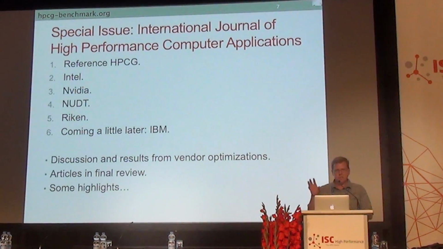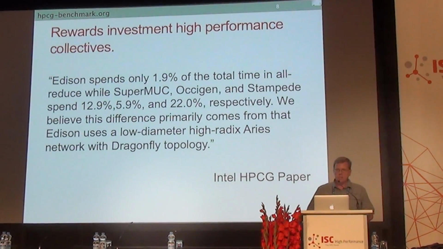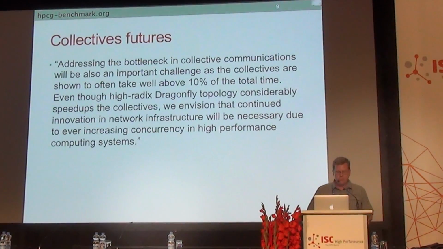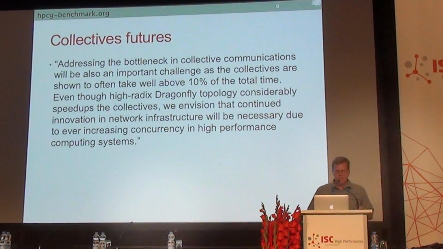I'm going to highlight just a few of these. These are snapshots from the papers that will be appearing in the next couple of months, just to give you some sense of the insight that we've been able to get. This is a quote from the Intel HPCG paper, and this shows that Edison, a very nicely balanced system in my opinion, spends a little less than 2% of its time in the all-reduce portion of HPCG, whereas other systems listed here have much higher percentages. The conjecture on the part of the Intel benchmarkers is that this is due to the very nice network that Edison has. There's also another quote from this paper in terms of collectives futures, and they say that even though you have this high quality network on Edison, they look at future network designs and see that this will still be a very challenging aspect of the HPCG benchmark, and will push vendors, we hope, to pay attention to this particular communication and computational signature.